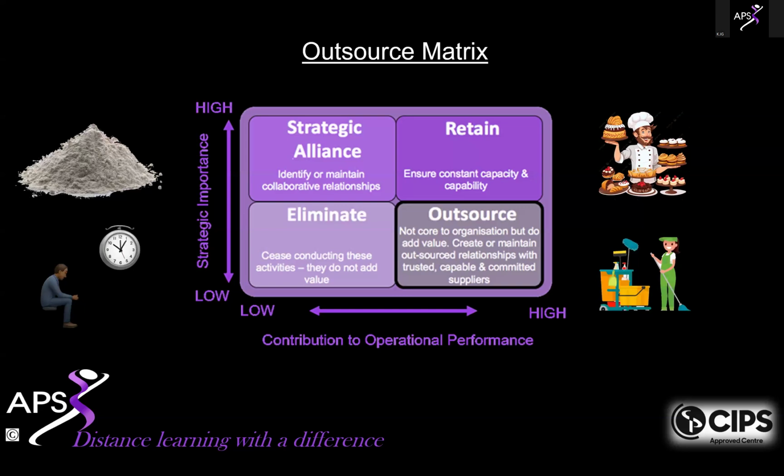The final function is our outsource function. So here we're looking at activities or things that we do within the business that have a low level of strategic importance, but a high level of operational performance. If we establish something has low strategic importance, but high operational performance, it's the optimum function to outsource.